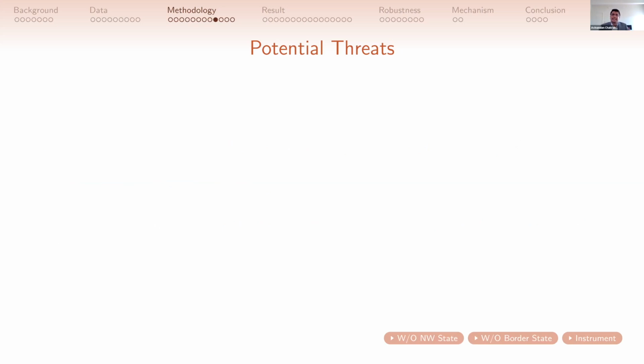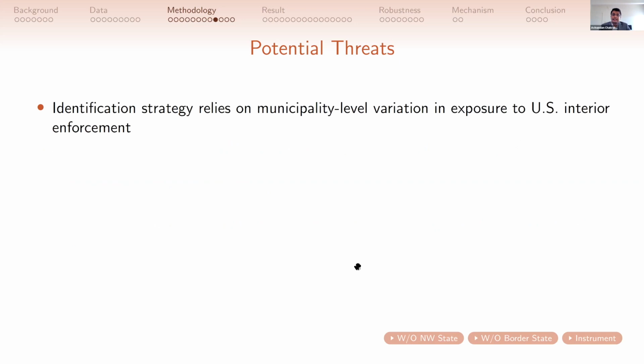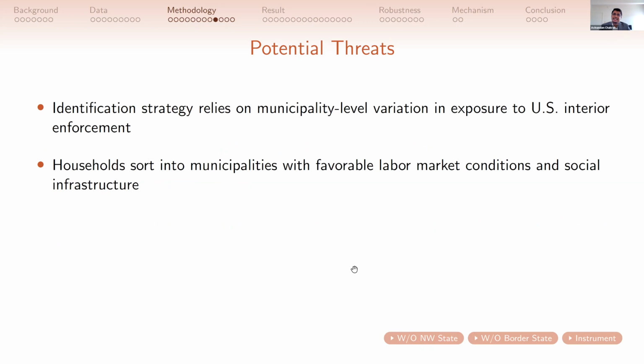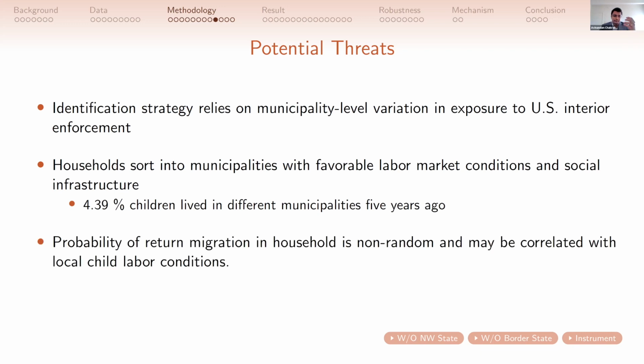Now, some potential threats can arise because of the use of this instrument. My identification strategy relies on municipality-level variation in exposure to US interior enforcement, so that might lead to some potential problems. The first is that households were sorted into municipalities with favorable labor market conditions and social infrastructure. That seems not to be a problem in my case because only 4.39% of children lived in a different municipality 5 years ago, so there was not much sorting of households. The next problem can arise because the probability of return migration in a household is non-random and may be correlated with local child labor conditions. To control for this, we take a lot of municipality-level controls.